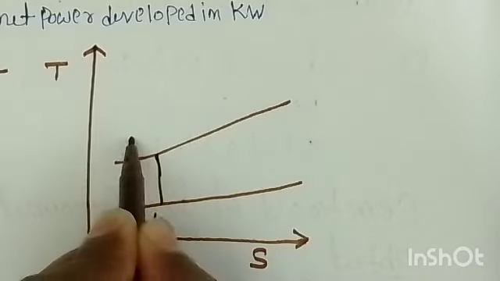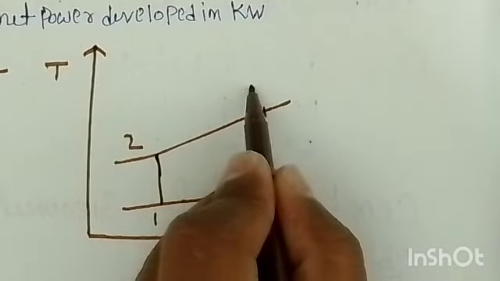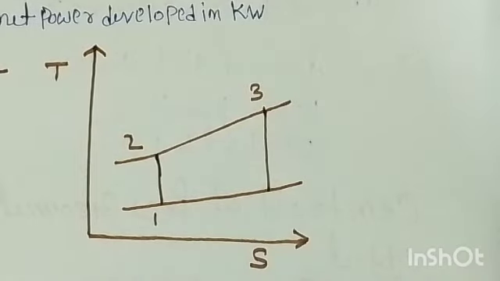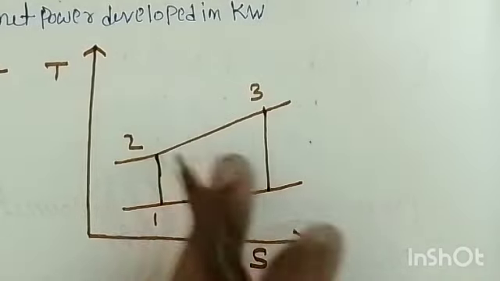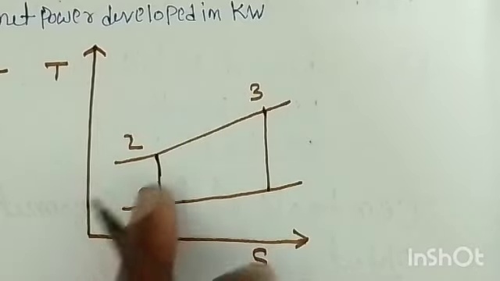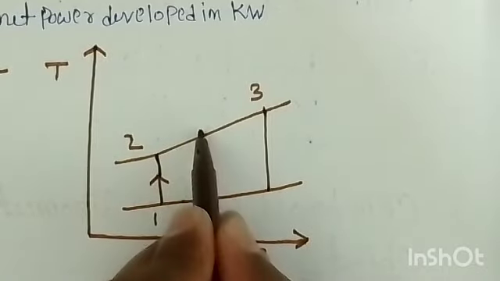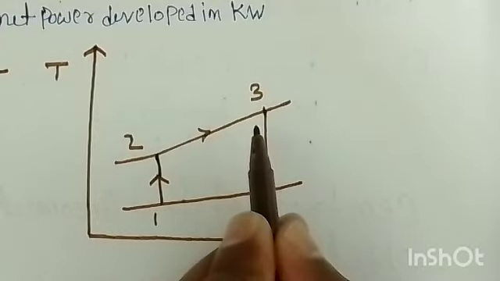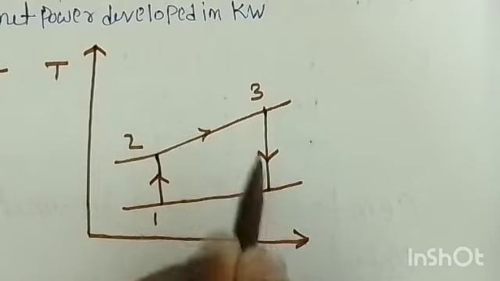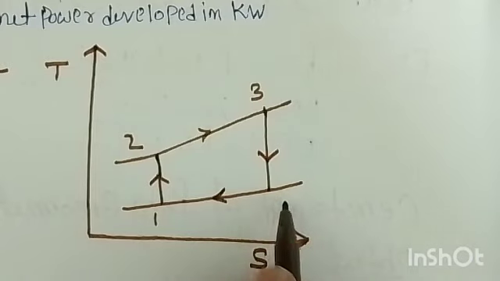So this is 1 to 2. Then from 2 to 3 we have heat supplied in a combustion chamber, and 3 to 4 is an isentropic expansion. Whatever process I have shown here is the ideal process, meaning 1 to 2 is the isentropic compression. Heat is supplied at constant pressure in the combustion chamber from 2 to 3, and this is the isentropic expansion in a turbine, and further you are rejecting the heat from 4 to 1.